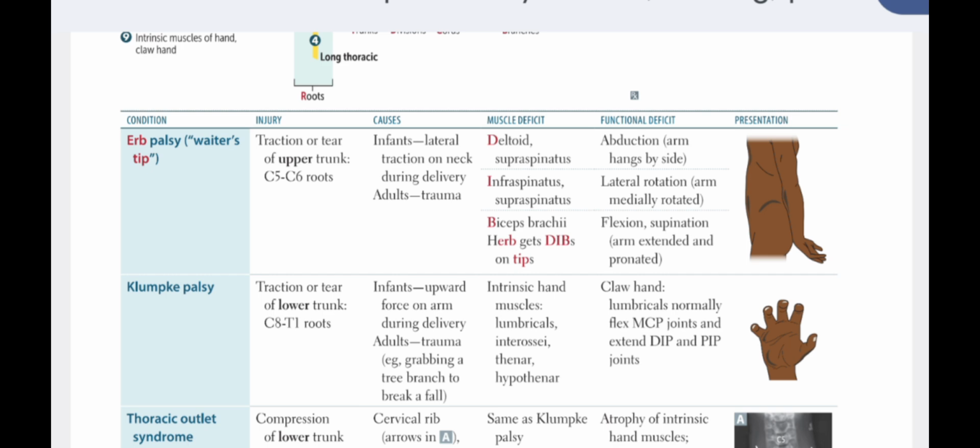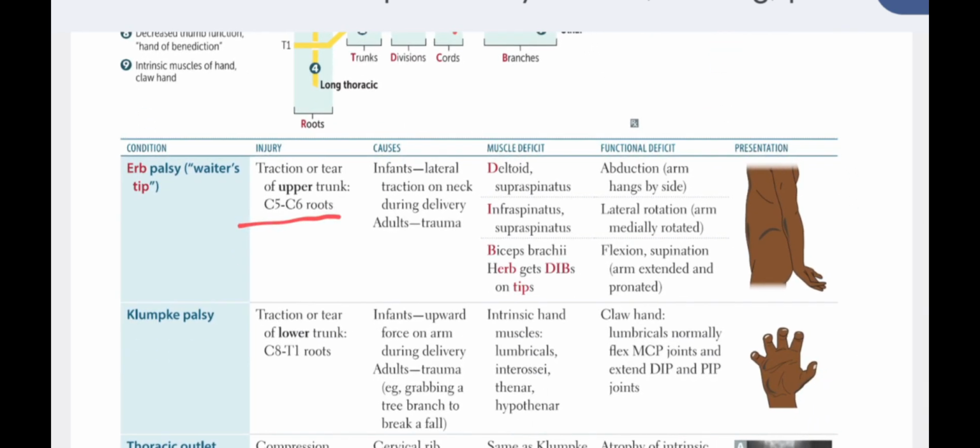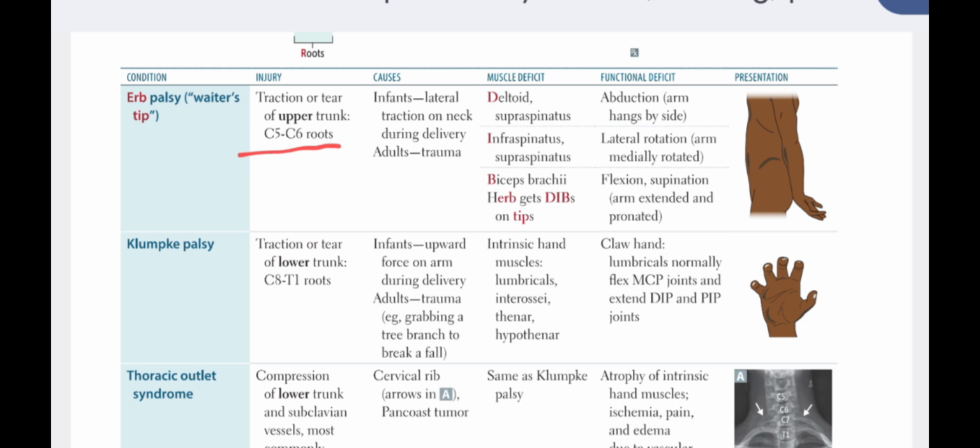First of all, we have the Erb's palsy. Erb's palsy is also known as the waiter's tip position. What happens in Erb's palsy is basically there's a traction or tear of the upper trunk. Now we know that the upper trunk is formed by the combination of C5 and C6 roots. So if there is any defect in the upper trunk, then we develop a lesion that is known as Erb's palsy.